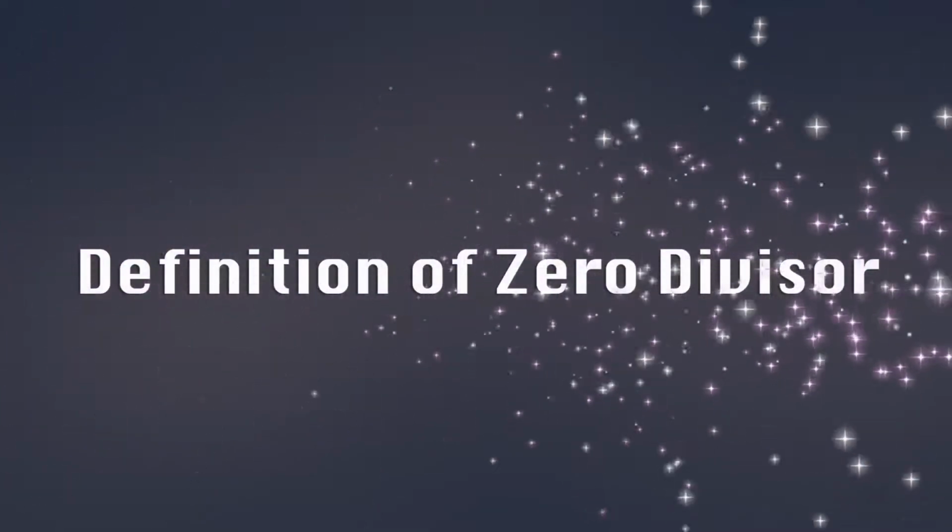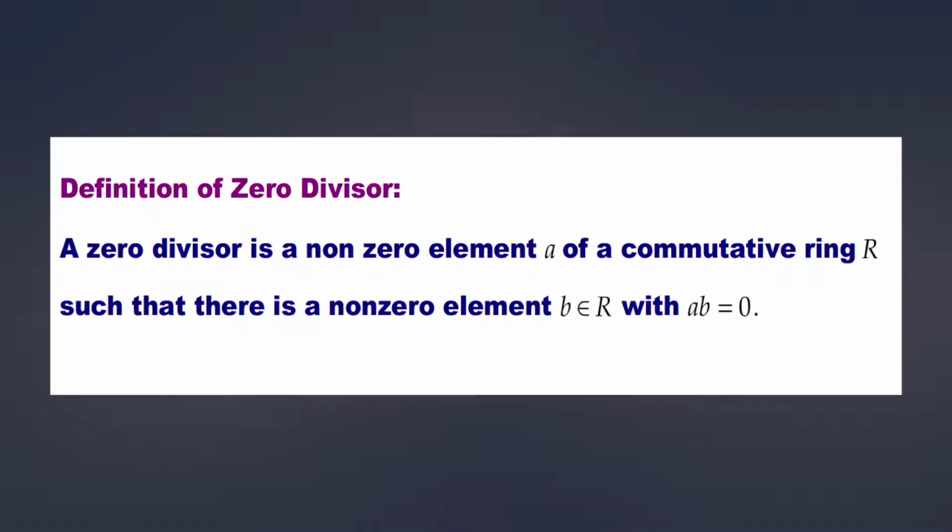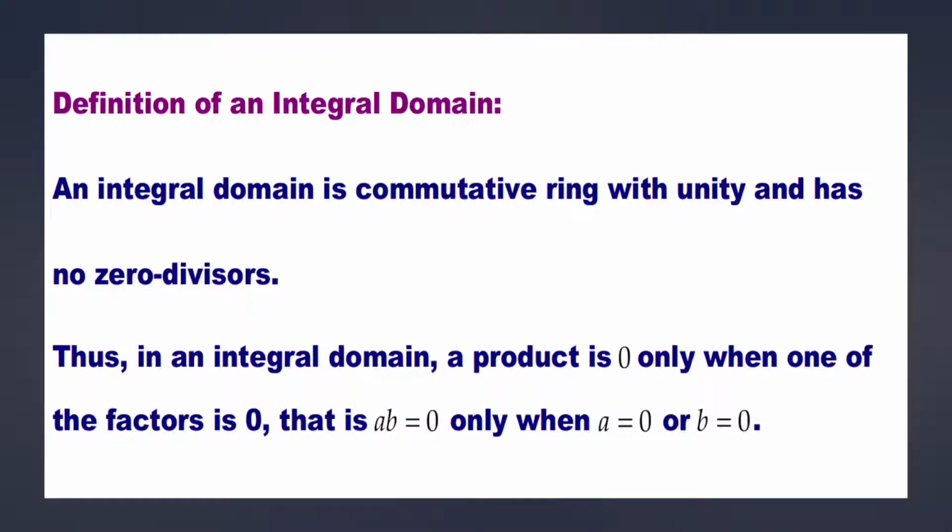Next, the definition of zero divisor is: a zero divisor is a non-zero element A of a commutative ring R such that there is a non-zero element B belonging to R with AB equals 0. And the definition of an integral domain is: an integral domain is a commutative ring with unity and has no zero divisors. Thus, in an integral domain, a product is 0 only when one of the factors is 0, that is, AB equals 0 only when A equals 0 or B equals 0.